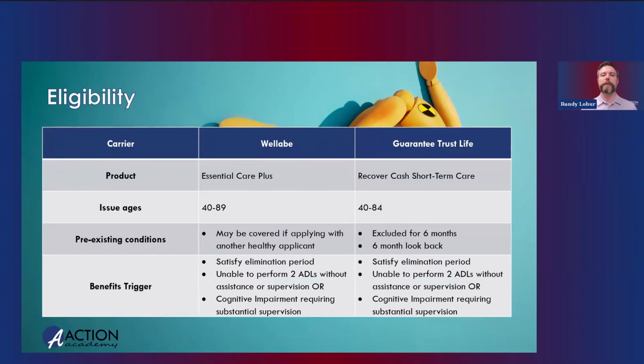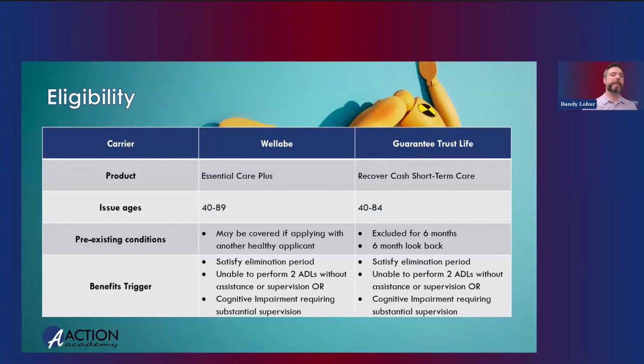The first thing you'll notice about these products, where they stand apart, is the issue age. Wellaby will issue up to age 89. Guaranteed Trust Life will only issue up to age 84. Both of them are guaranteed renewable, though, so long as they haven't exhausted their lifetime benefit amounts on these plans. But Wellaby may cover pre-existing conditions based on underwriting and how they answer questions during the application process.